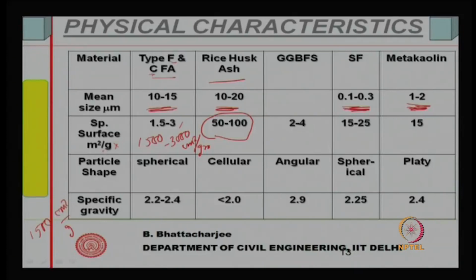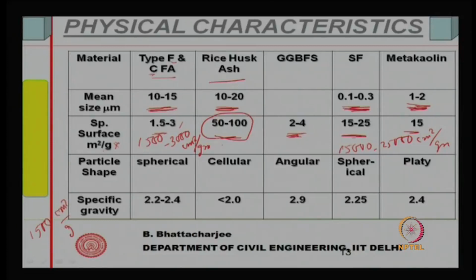Actually, the unit would be meter square, but the relative values I think are the same. So, this should be meter square per gram, and then there is a multiplication of 10 factor. The relative scales are the same. You can see that silica fume has got actually 15,000 to 25,000 centimeter square per gram. So, this is much higher, metakaolin is also higher, and rice husk ash is still higher. GGBFS is not so high, it is comparable to type C, type F fly ash.